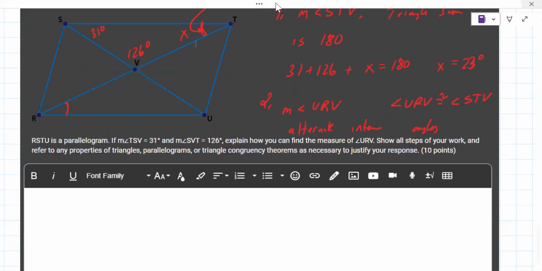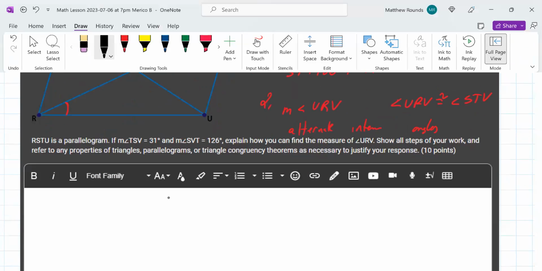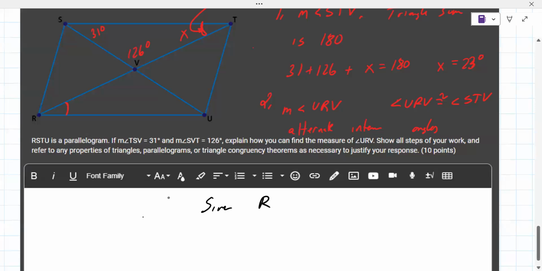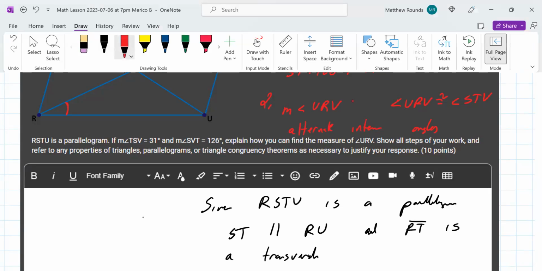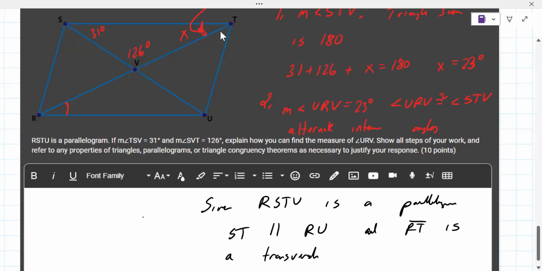Now we probably should add just a tiny bit more. We should probably say that since RSTU is a parallelogram, we know that ST is parallel to RU and RT is a transversal. And that maybe is something to put before step 2 to give the justification. But that's how we know the measure of angle URV equals 23 degrees. It's the same as the one we just calculated at the top there.